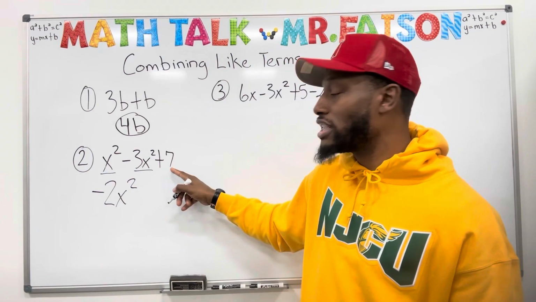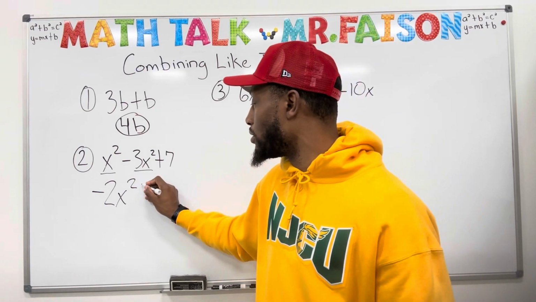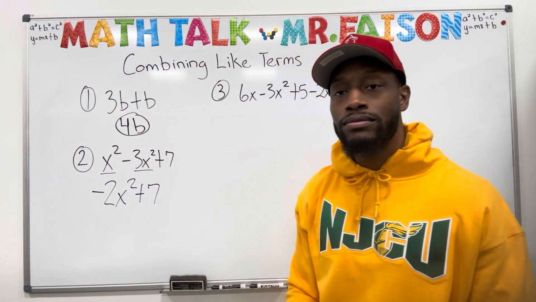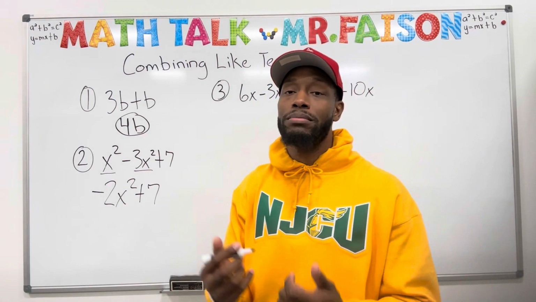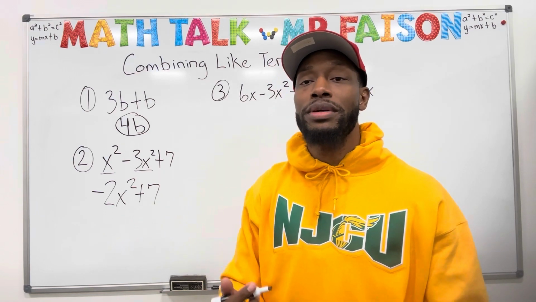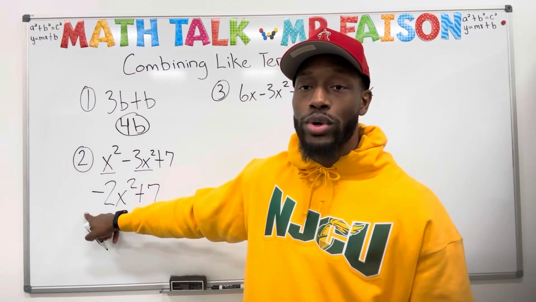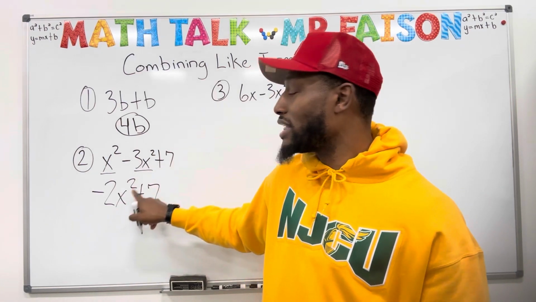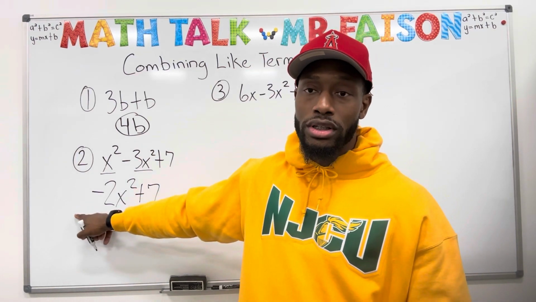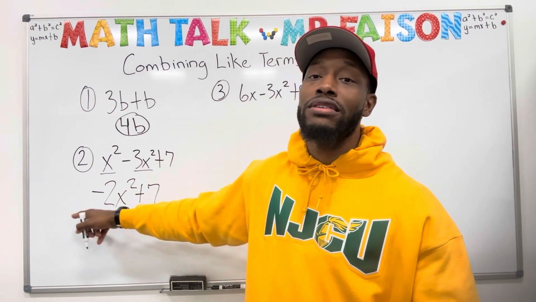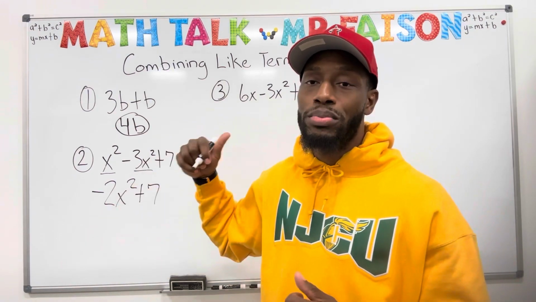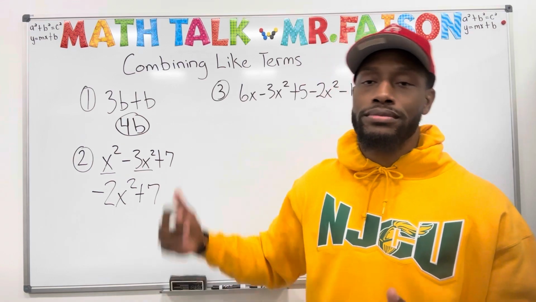Now, since this 7 has no other like terms, we're just going to bring the 7 down. Okay? So I want you to know your answer can never be 7 minus 2x squared. It would always be negative 2x squared plus 7, right? Your 7 couldn't go in front, right? The number with the highest exponent is going to go first, all right? And the number that has a variable is going to go first. Let's jump into problem 3 so I give you a better example of what I mean. So let's look at problem number 3.